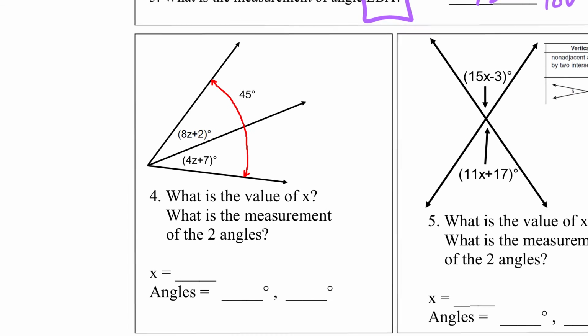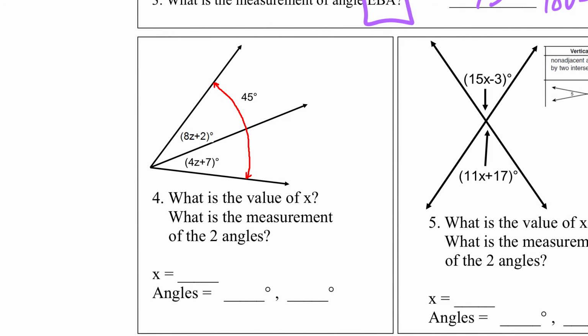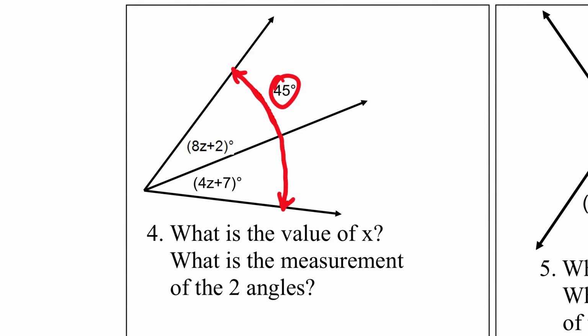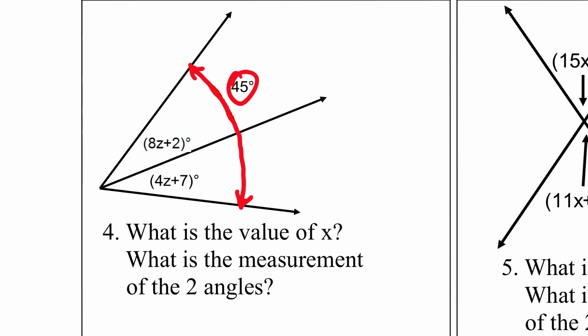Okay. So on this one, it's pretty much the same thing we've been doing. It says that this whole angle is 45 degrees. And there's a typo here because there's z's here, and then it's asking about x. Same thing, it's just asking about the value of the variable. I don't know that these two angles are necessarily equal to each other, but I do know that together they add up to 45. So we're going to set 8z plus 2 plus 4z plus 7 equal to 45.